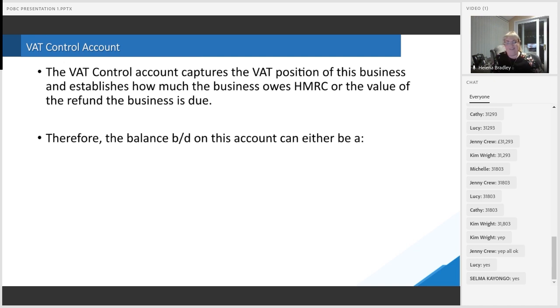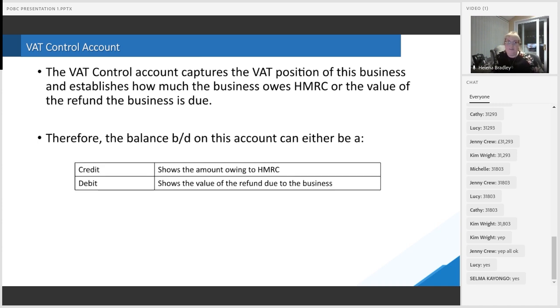Earlier tonight, I said I can categorically say that the balance brought down on the receivables ledger control account will always be a debit, and the balance brought down on the payables ledger control account will always be a credit. But I can't say that with a VAT control. It's like that bank account. It could be either. So if you have a credit balance on the VAT control, it just means that you owe HMRC, you owe the VAT man. If you have a debit balance, it means that HMRC owe you.